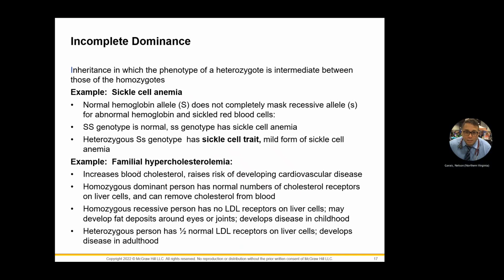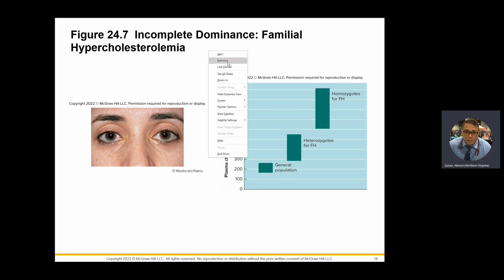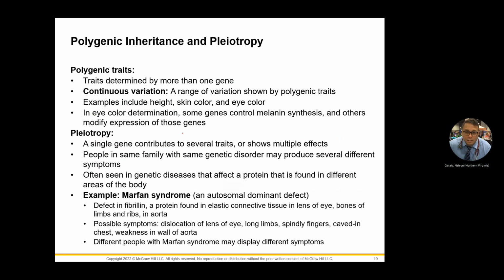Okay. Another example of incomplete dominance is familial hypercholesterolemia, because there are different LDL levels. So a homozygous recessive person has what? A lot of problems. But the heterozygous has what? Some LDL problems. That's incomplete dominance, hypercholesterolemia. Nice chart. Let's get to the pleiotropy.